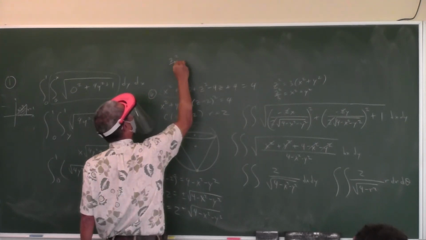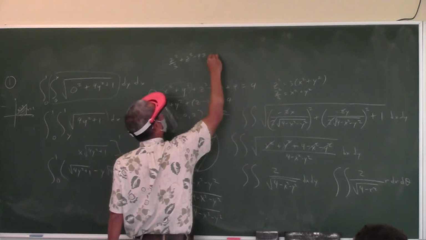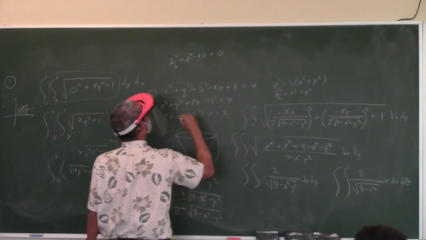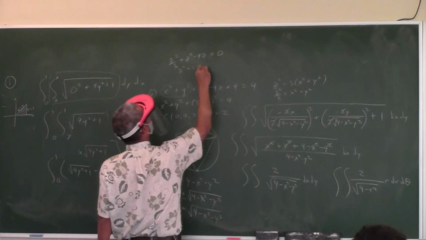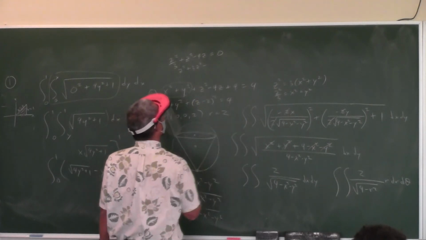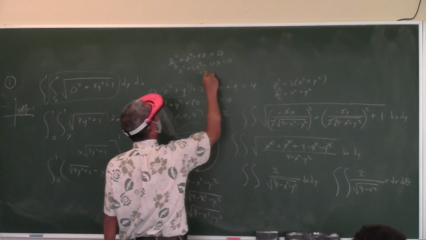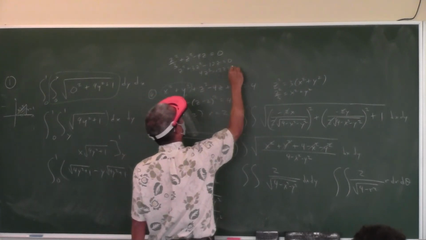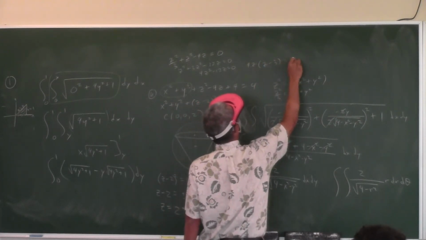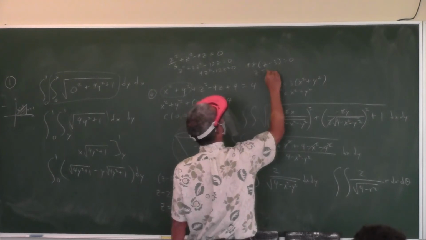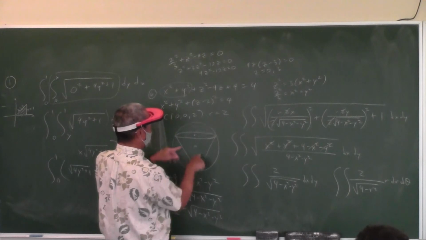Z squared over 3 plus z squared minus 4z equals 0, right? Multiply through by 3. Z squared plus 3z squared minus 12z equals 0. Wait, something is wrong here. No, that's right. 4z squared minus 12z equals 0. Factor out a 4z. Z minus 3 equals 0. Z equals 0 or 3. So that means these two graphs intersect when z equals 0 and z equals 3.